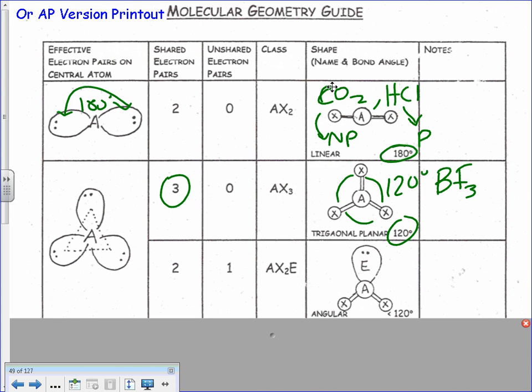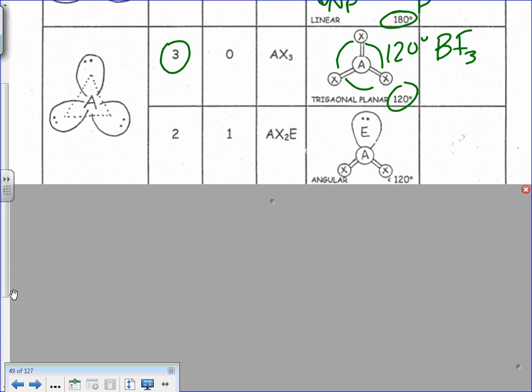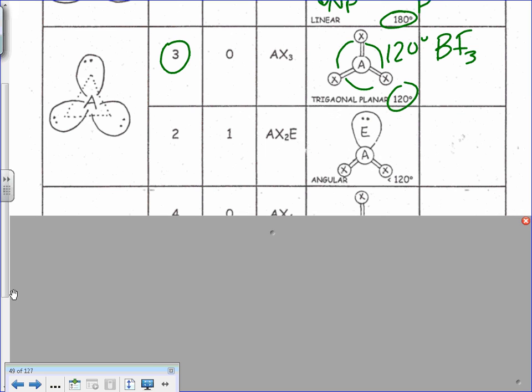Now, if I take away the bonding pair and instead there's a lone pair there, it's going to look like this. You can see this E is supposed to represent a huge lone pair. Well, instead of being trigonal planar, it's going to be bent. Another word for bent is angular. Bent is more commonly used in modern day. Angular is from probably the 80s or 90s. This is an old worksheet.